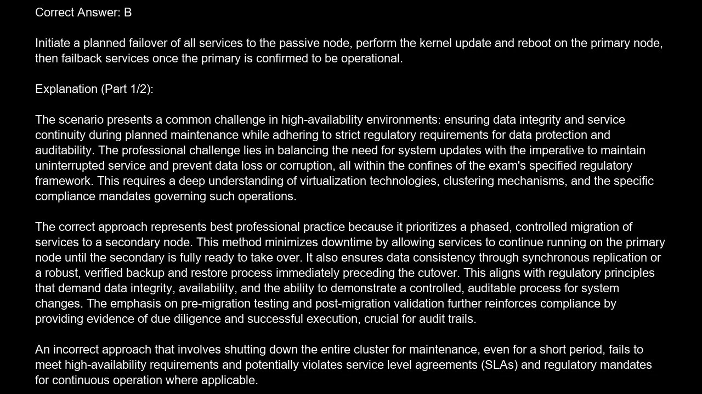The correct answer is B. Initiate a planned failover of all services to the passive node, perform the kernel update and reboot on the primary node, then fail back services once the primary is confirmed to be operational. Explanation. The scenario presents a common challenge in high availability environments: ensuring data integrity and service continuity during planned maintenance, while adhering to strict regulatory requirements for data protection and auditability. The professional challenge lies in balancing the need for system updates with the imperative to maintain uninterrupted service and prevent data loss or corruption, all within the confines of the exam-specified regulatory framework.